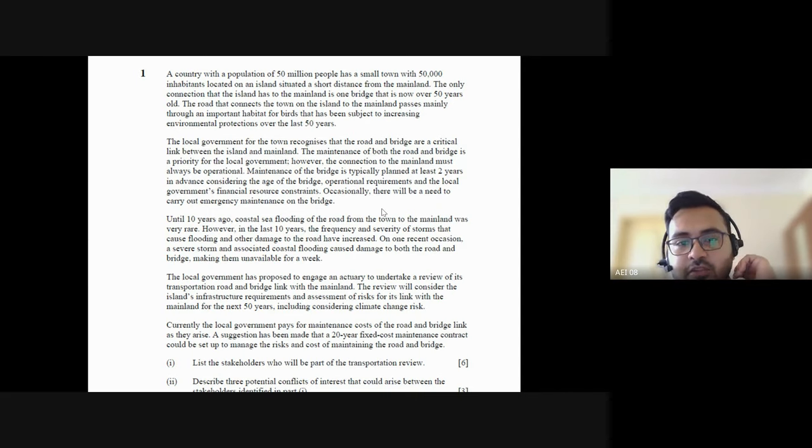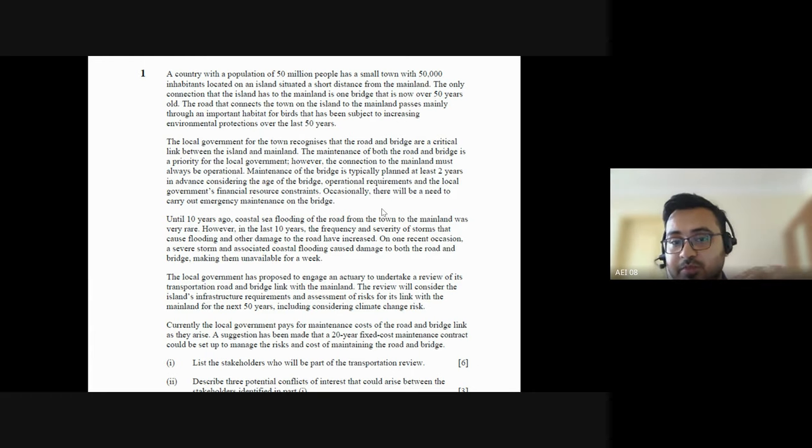Okay. Maintenance of the bridge is typically planned at least 2 years in advance, considering the age of the bridge, operational requirements and the local government's financial resource constraints. So now I'm introduced to the fact that I will always plan at least the next 2 years. What maintenance is to be done is going to be planned today itself. So up until May 2026, whatever repairs need to be done, I'll have to sit down on paper and ensure that everything is put out on an Excel today itself, because of three main reasons. One, I have limited resources. I don't have a lot of resources. So financial resources is one of the biggest constraints. The other two things are operational requirements and age of the bridge.